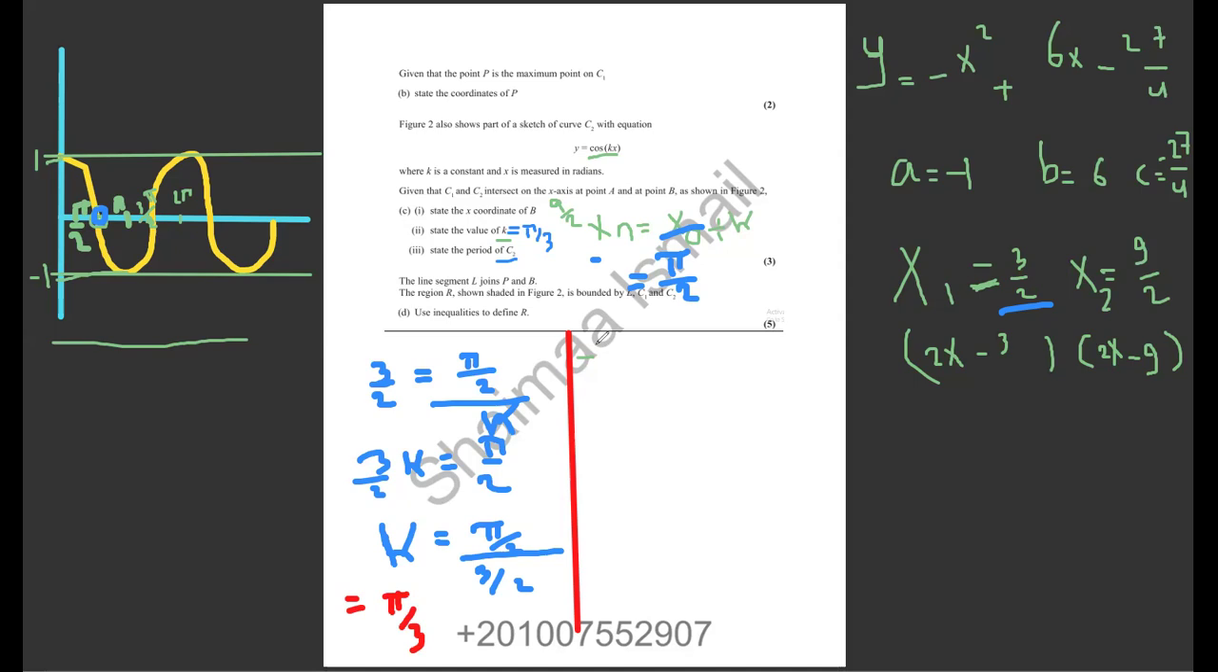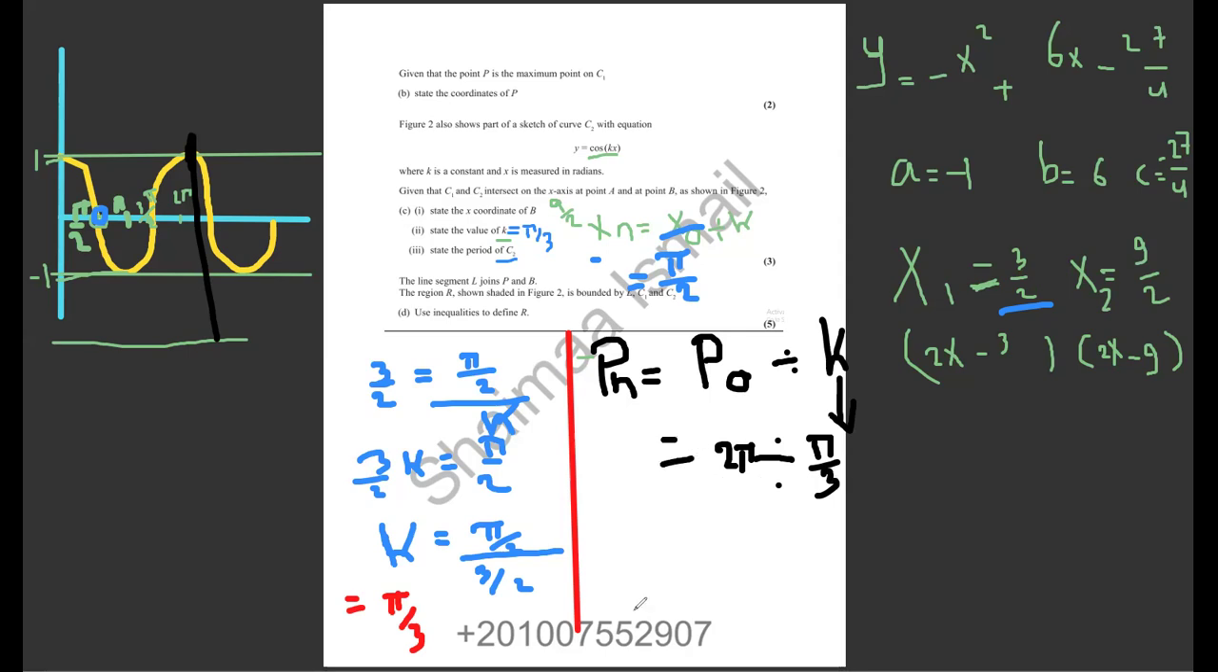Okay, how about the new period? Again, the same rule. The new period equals the old period divided by k. We already got the value of k, which is pi over 3, and the old period of the full cosine is 2 pi. So 2 pi divided by pi over 3 gives you the number 6. So the new period is equal to 6.